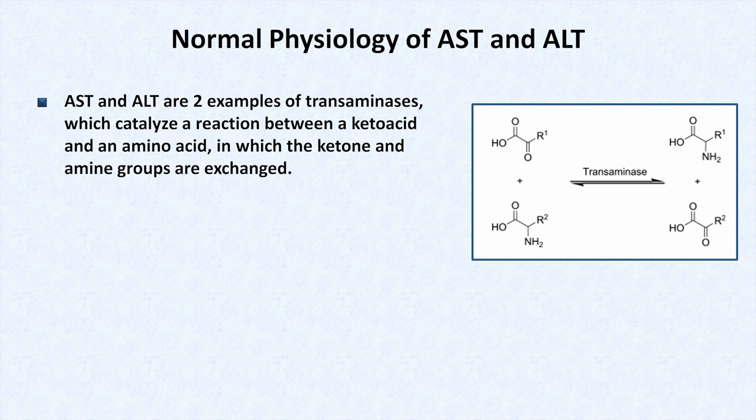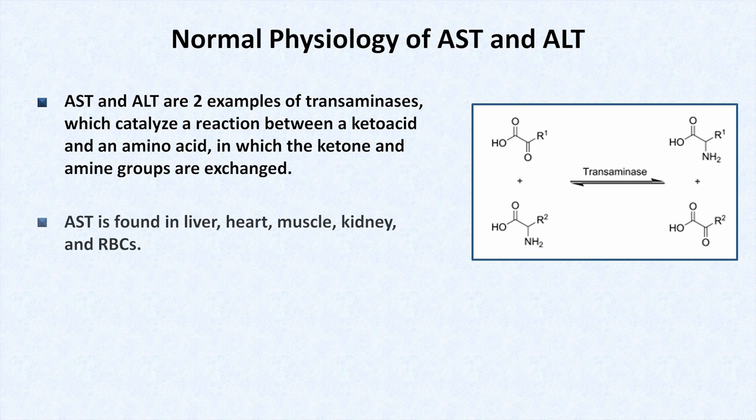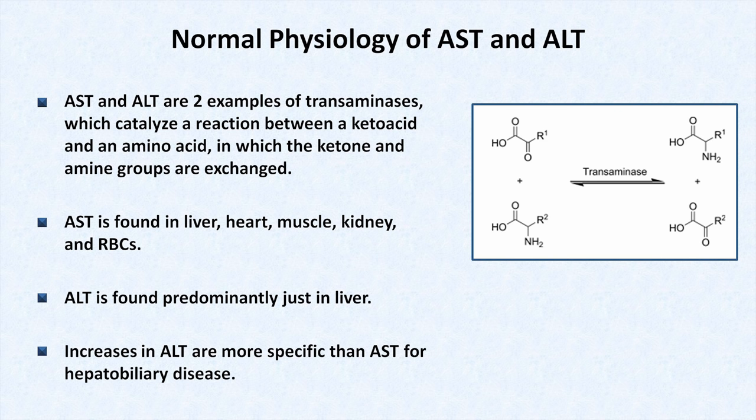First up are AST and ALT. AST and ALT are two examples of transaminases which catalyze a reaction between a keto acid and an amino acid in which the ketone and amine groups are exchanged. AST is found throughout the body, particularly in the liver, heart, muscle, kidney, and red blood cells, while ALT is found predominantly in just the liver. Therefore, increases in ALT are more specific than AST for pathology of the liver and biliary system.